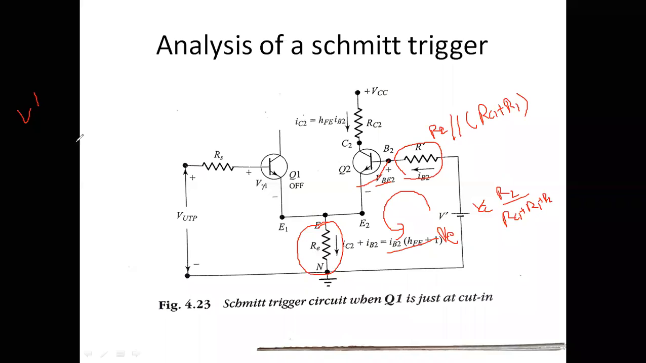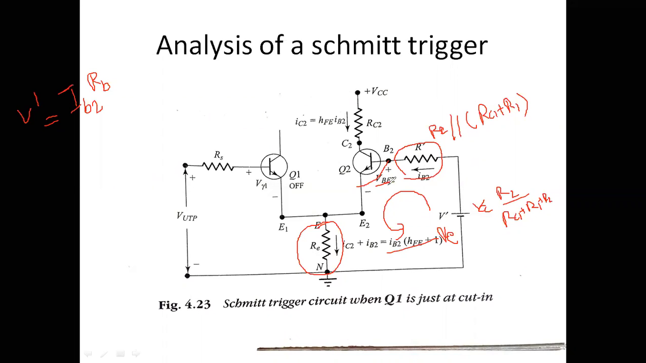Therefore, we can write V dash equal to the sum of the voltage drops. Here the current flowing is the IB2 current, so the drop is IB2 into RB. It may be RB or R dash, whatever the notation. Since it is connected to the base, I have considered it as RB. In one textbook they may follow another notation; we can take anything, simply understand the concept. The voltage drop at this branch is IB2 into RB.